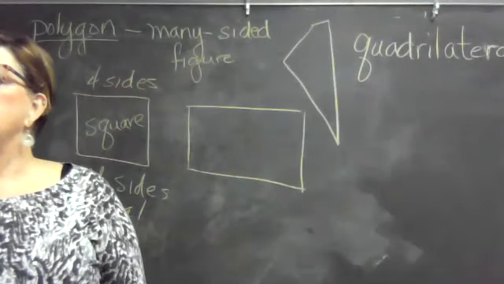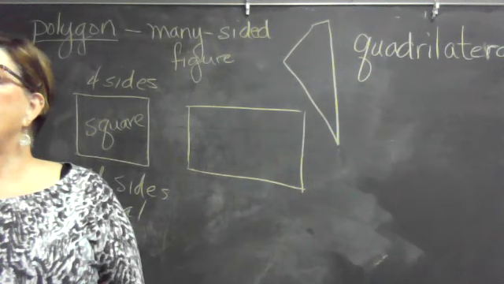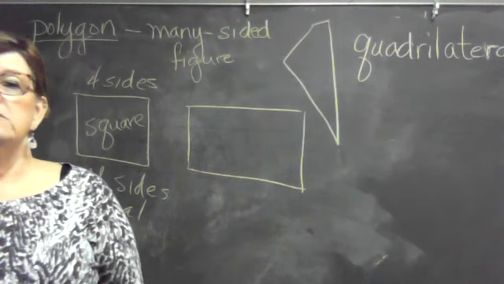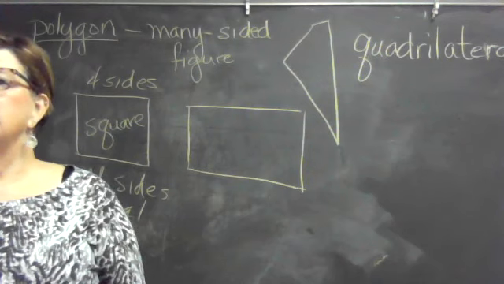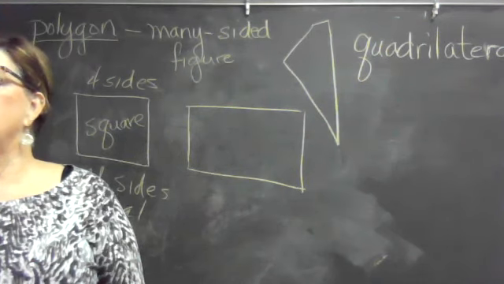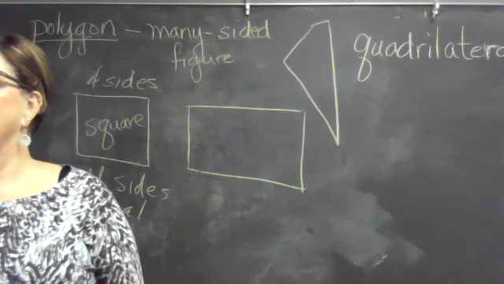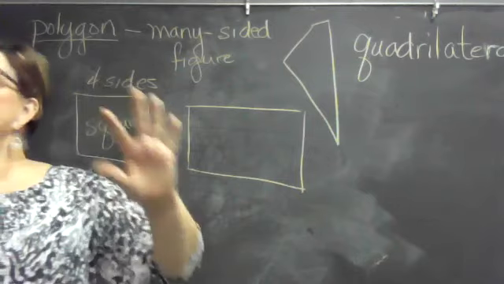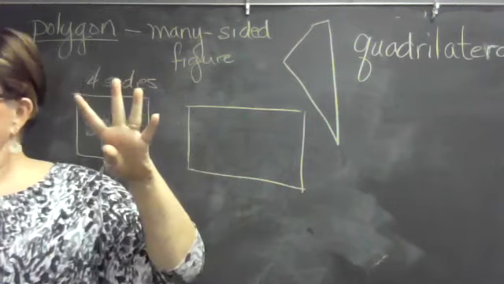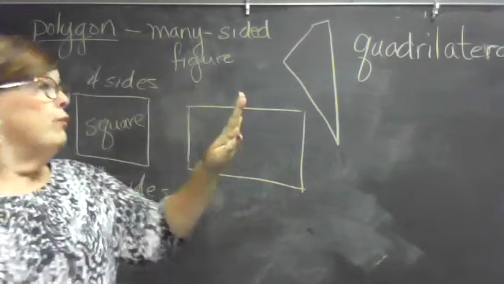Quadrilateral. Do we have a picture of that? No. Oh, okay. A quadrilateral is any 4-sided figure. Okay? A rectangle.